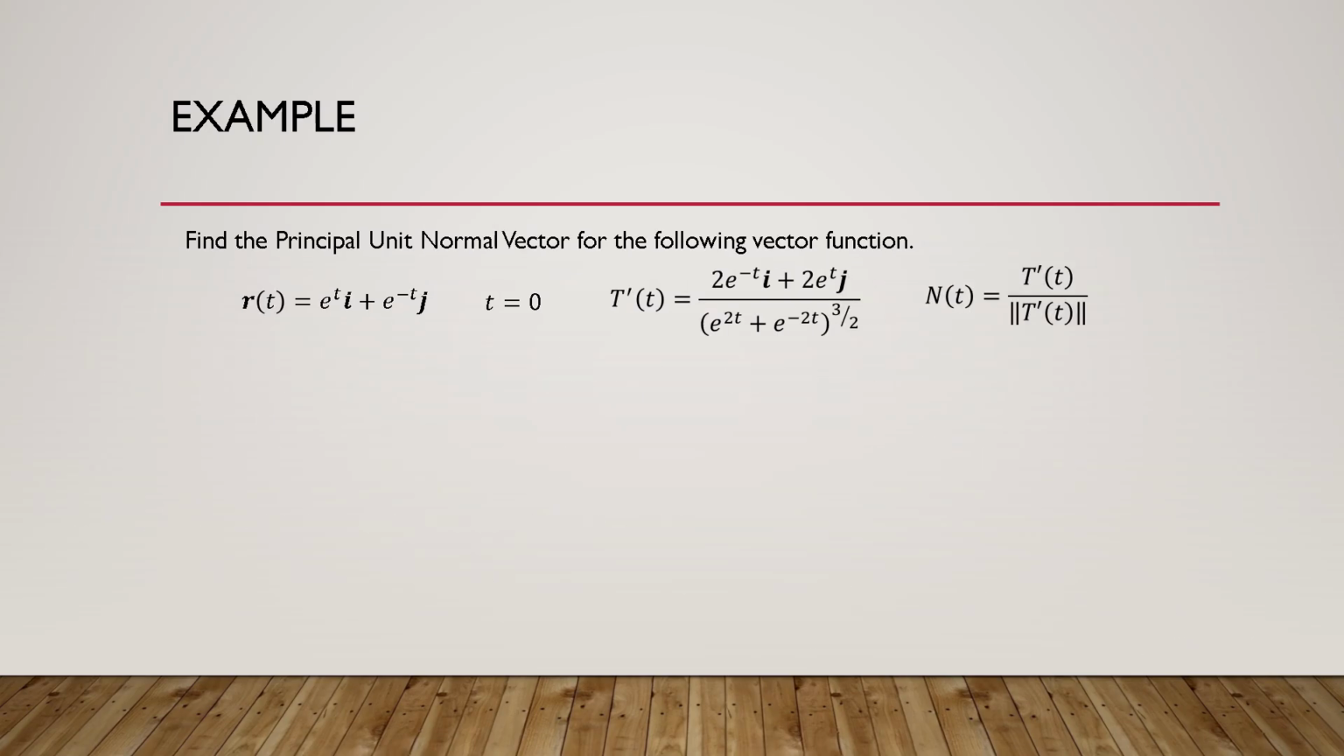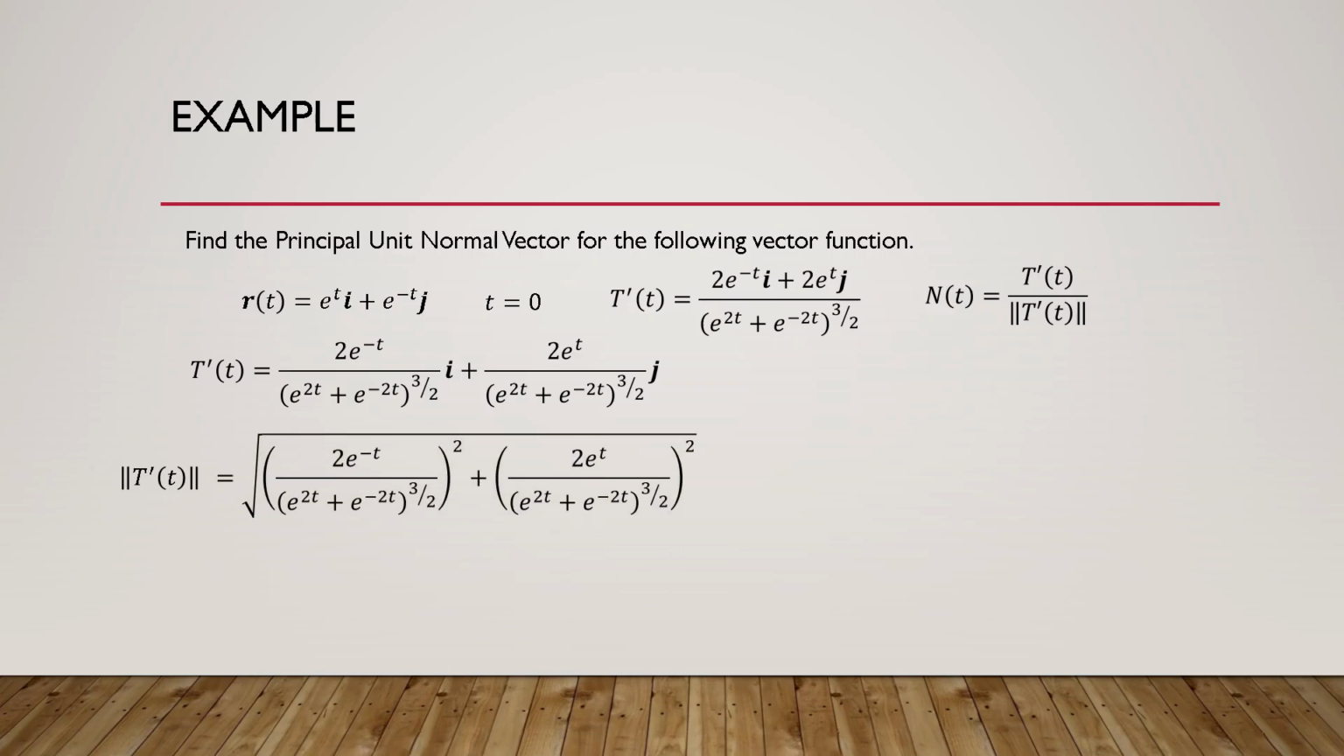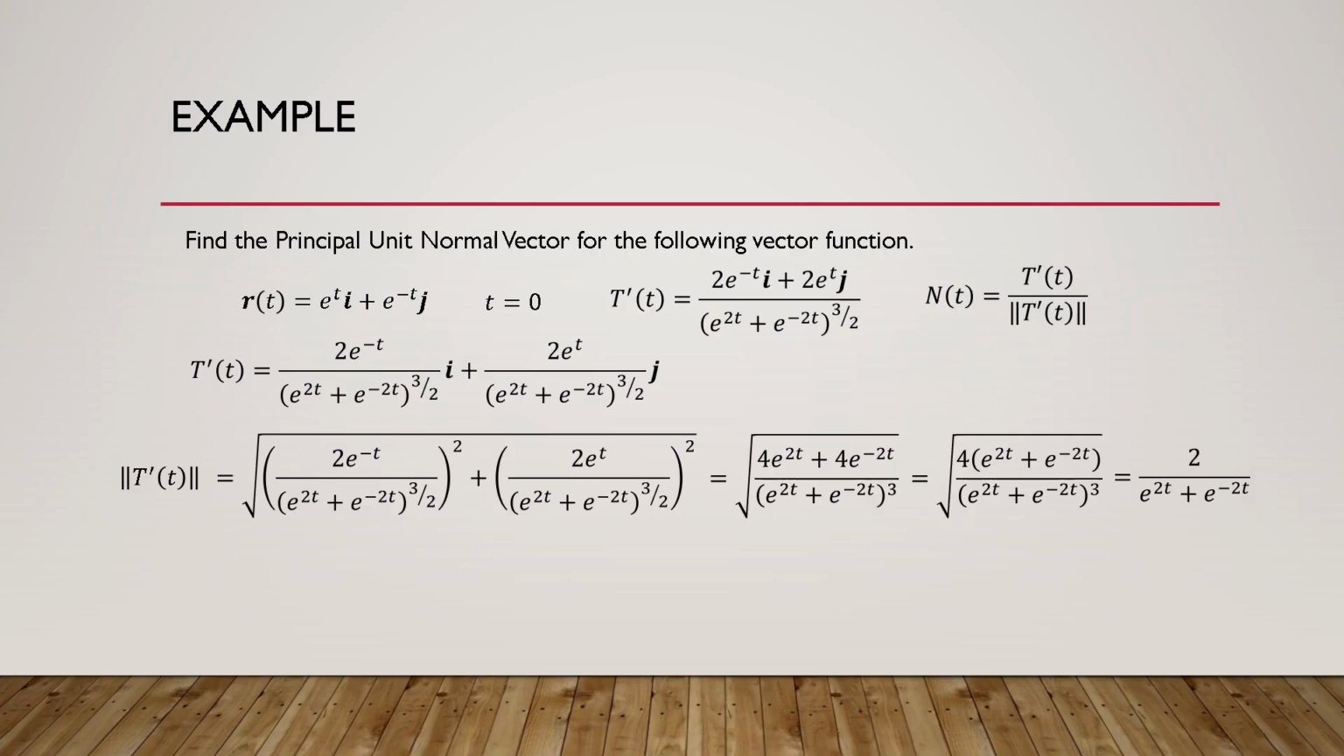Next, we need to calculate the magnitude of T prime of t. We'll simplify this by splitting the numerator. The magnitude is then the square root of the square of the i term added to the square of the j term. Simplify by distributing the squares to get the square root of 4e to the 2t plus 4e to the negative 2t over the quantity e to the 2t plus e to the negative 2t cubed. Factor the 4 out of the numerator, then the rest of the numerator can cancel with the denominator. Take the square root to get 2 over e to the 2t plus e to the negative 2t.